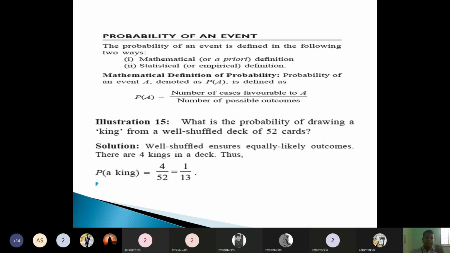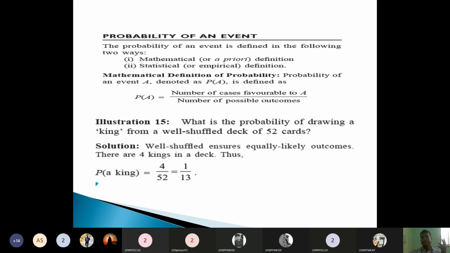So here one problem is given, on picking from a well shuffled deck. What is the probability of drawing a king from a well shuffled deck of 52 cards? Okay, so they mention 52 cards. We have to take the total number of cards available in the card game, 52 cards. There are 4 different types of suits, and in each type, 13 cards will be there.